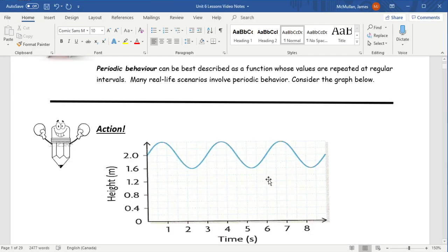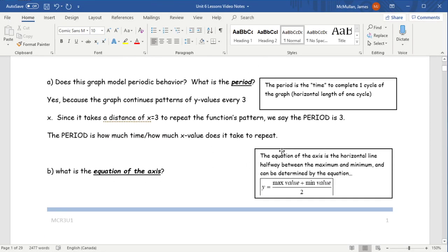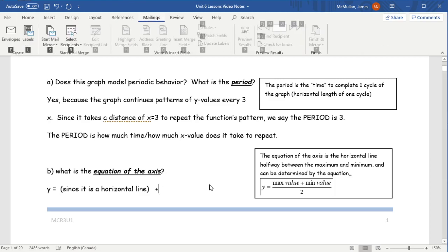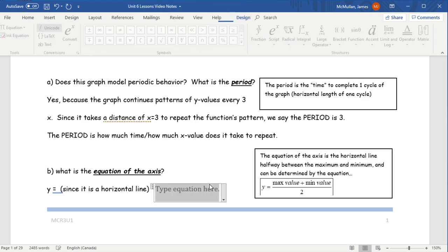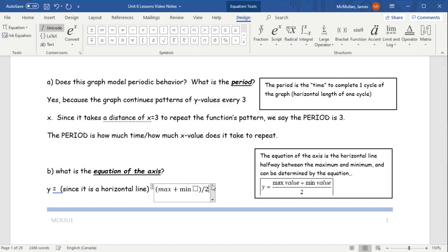So the equation of the axis is a horizontal line that's halfway between the max and the min, and here's the first equation for you to understand. The equation of the axis is y equals, since it is a horizontal line, and then the value that y is equal to is the max plus the min, max plus min divided by 2.